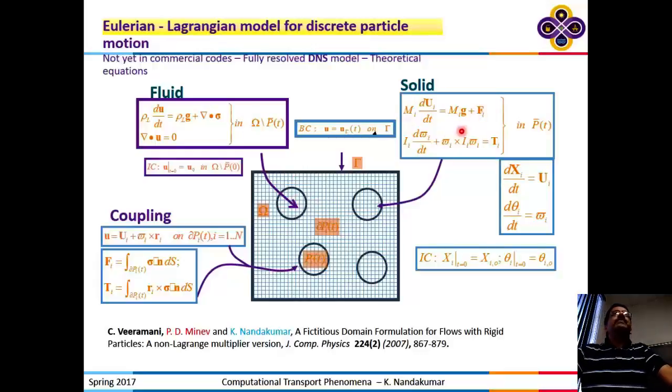So solids here are completely rigid because the material properties are not considered in that case. They are not considered in the sense that they retain their integrity. They don't break up.